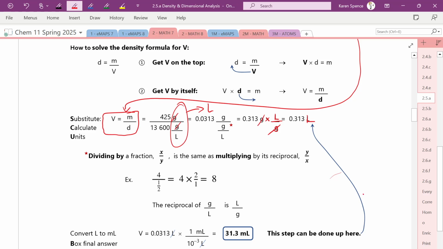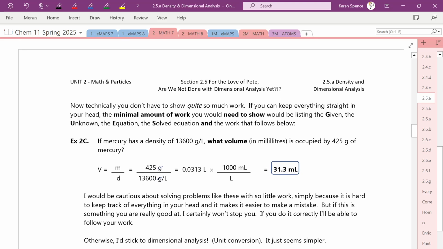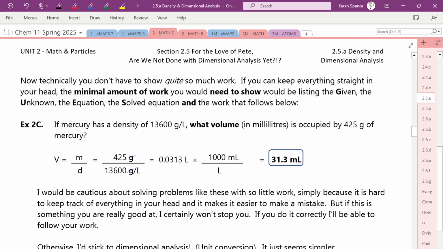All right? And like I said, I don't know why there's so many words on this page. I'm very sorry about that. So this is what it would look like. You would say density equals mass over volume. You would write your original formula. You would then write it like that. You would show that, and then you would convert it into milliliters. Okay?